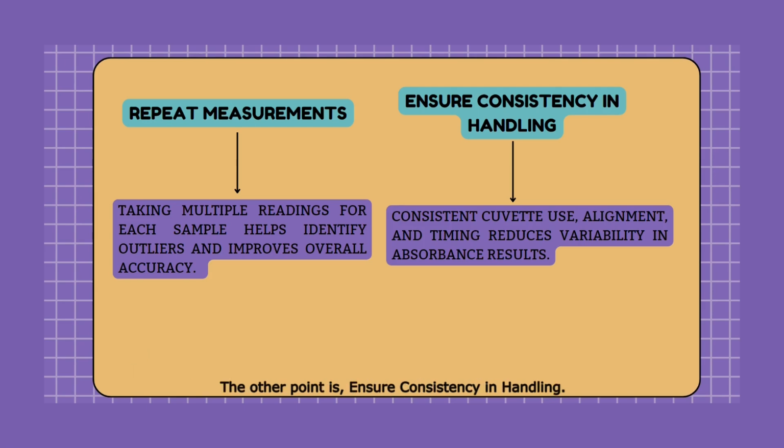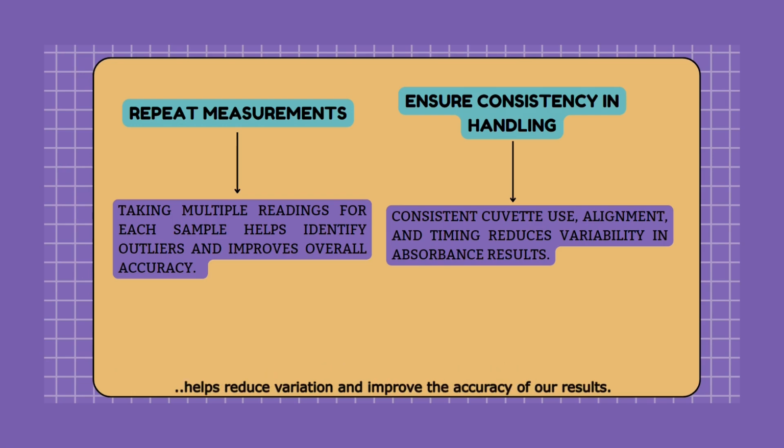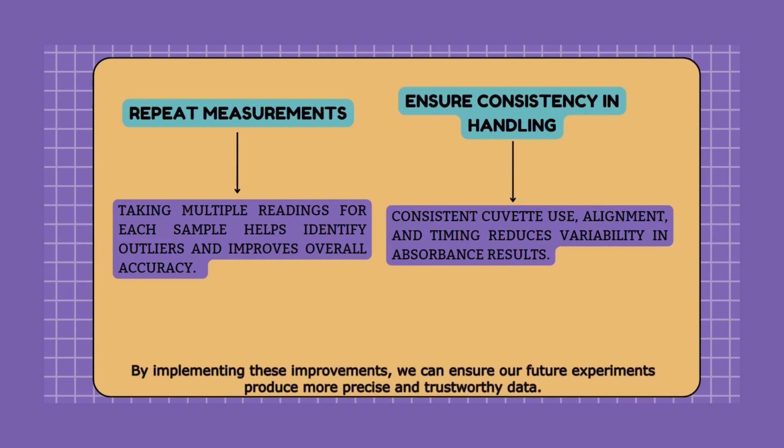The other point is to ensure consistency in handling. Second, keeping things consistent, like using clean cuvettes, placing them in the same orientation, and following equal timing for all samples, helps reduce variation and improve the accuracy of our results. By implementing these improvements, we can ensure our future experiments produce more precise and trustworthy data.